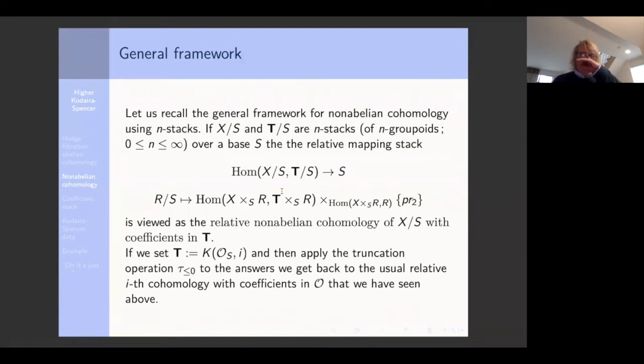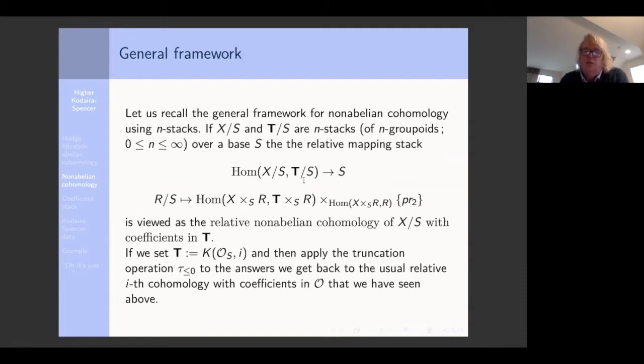Okay. Maybe I should say, so what's an n stack? It basically means a simplicial presheaf over the site of schemes over K. That theory is now pretty classical since we've translated by a certain number of decades. But this is just kind of a philosophy. We can view this as, we'll call this the non-abelian cohomology of X over S with coefficients in T.